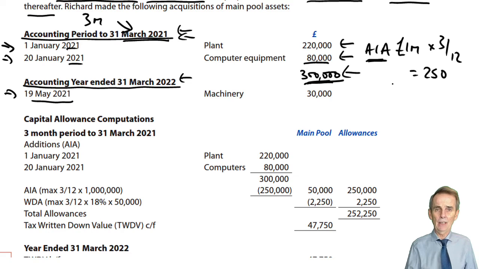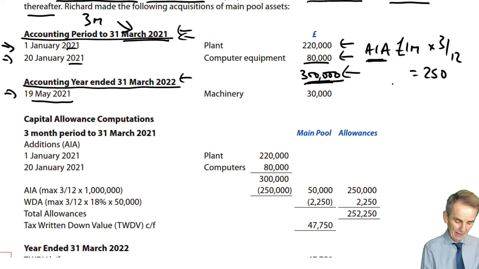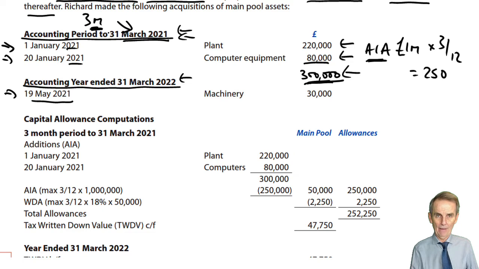So 250 AIA, 50,000 into the main pool, and that will qualify for WDA. But again, main pool, it's 18%. But remember, that's 18% per annum. So again, time apportionment will be necessary because this period is only a 3-month period there.